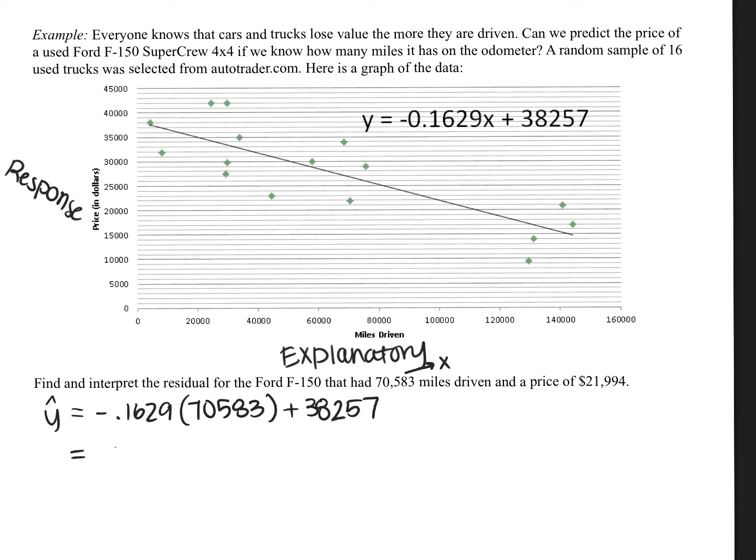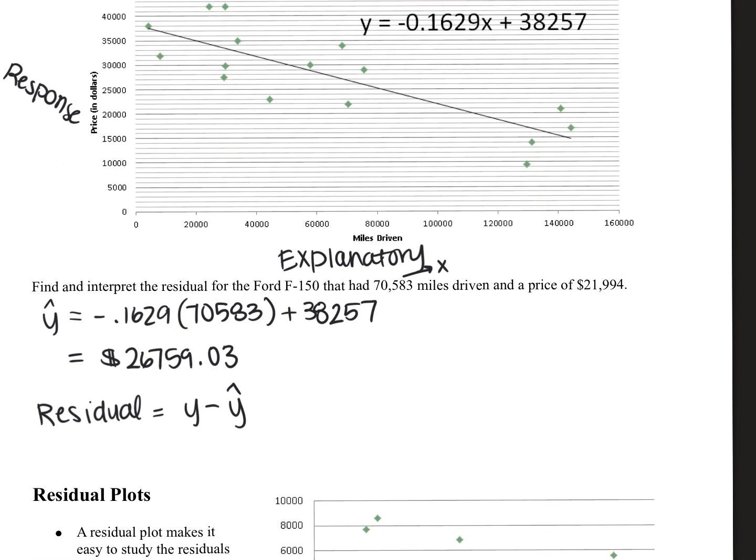And we're going to get a y hat of 26,759.03. So remember, this is a price, which means we have to have 2 decimal places. All right, next we're going to calculate our residual, which is y minus y hat. So it's the actual minus the predicted.